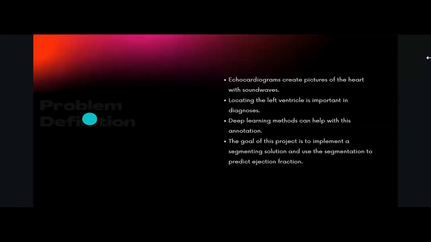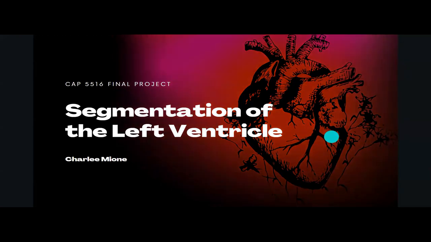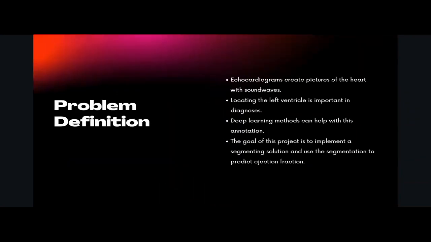Okay, this is my final project on segmentation of the left ventricle, and I'm a solo team. So a little background on the problem. It uses echocardiograms, which are pictures of the heart that are created with sound waves, so ultrasounds. And viewing these echocardiograms, it's important to identify the left ventricle because that's the heart's main pumping chamber. And so deep learning methods are trying to annotate that.